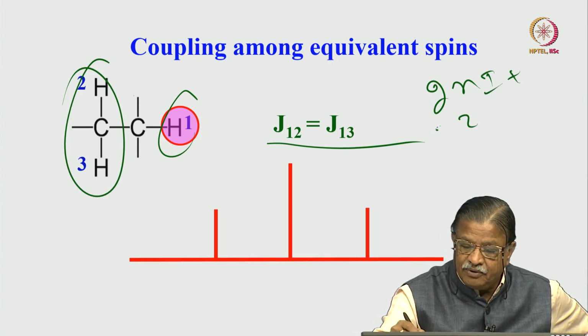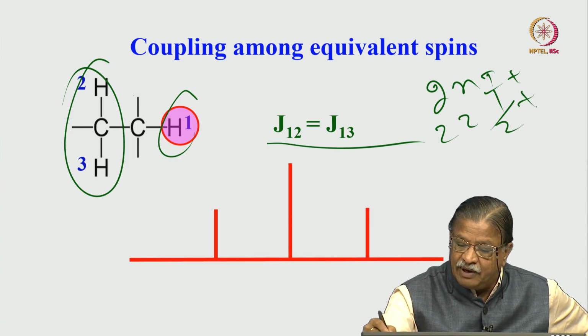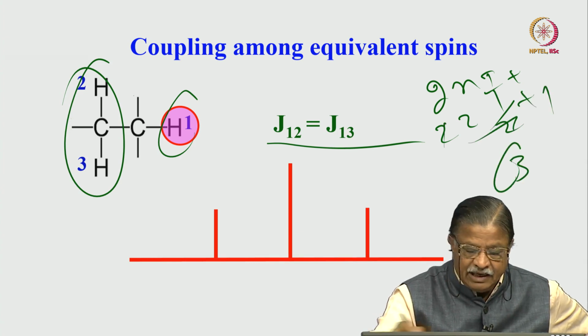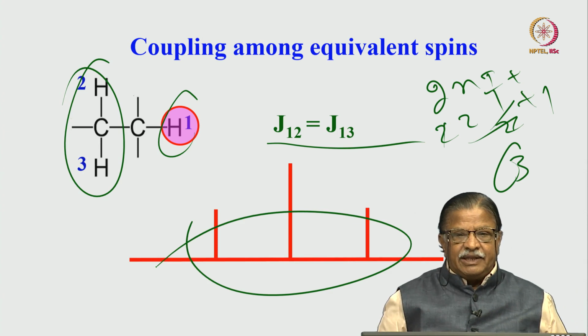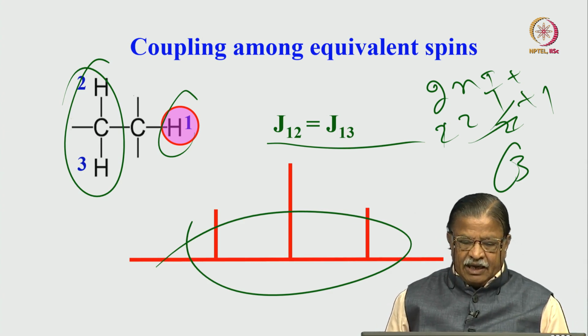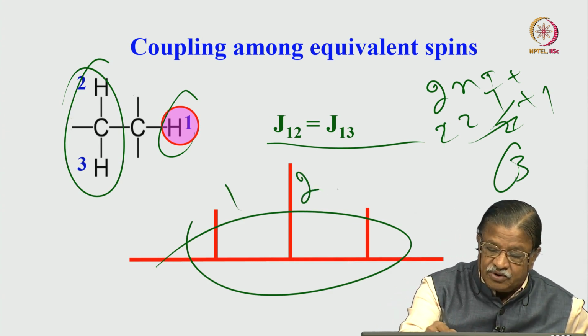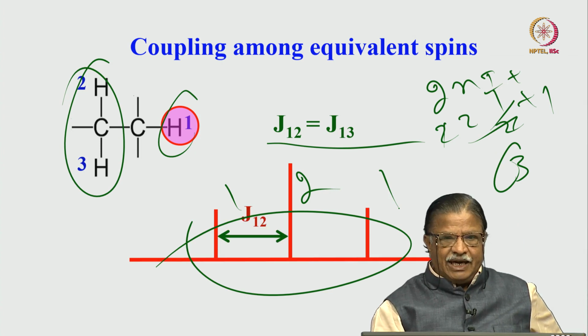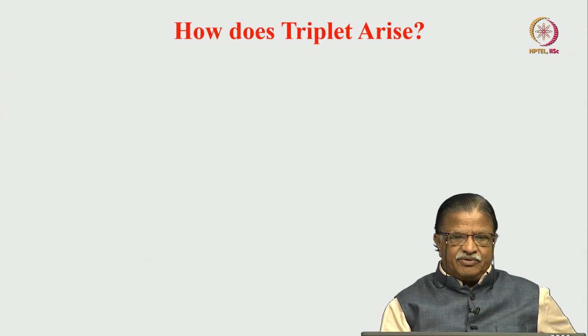N is equal to 2, 2 into 2, spin of proton is half, plus 1, it is going to be a 3-line pattern, exactly what you are going to get. This is called a triplet in NMR. Intensity ratio is 1:2:1. We will come to that later. And this separation gives you J12.